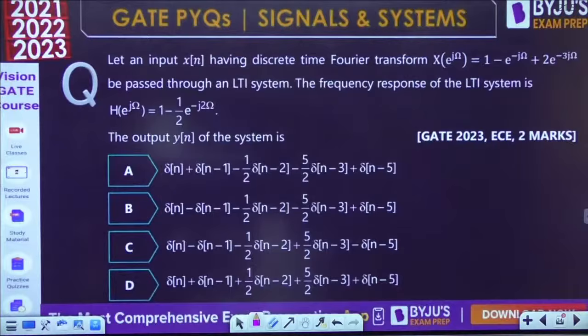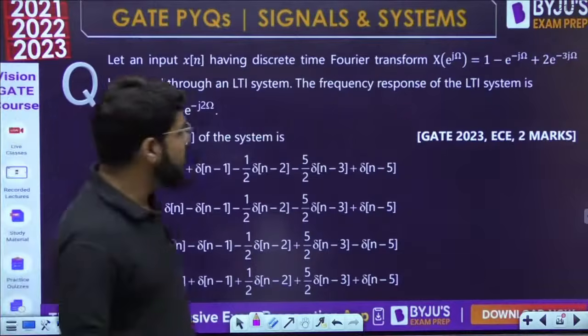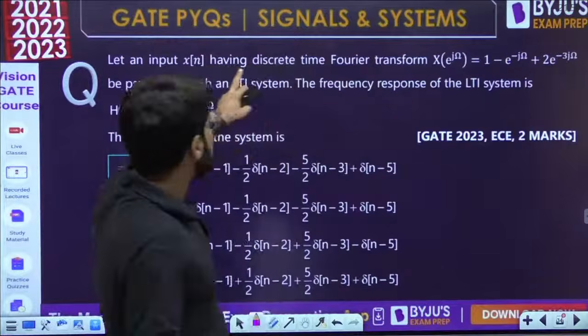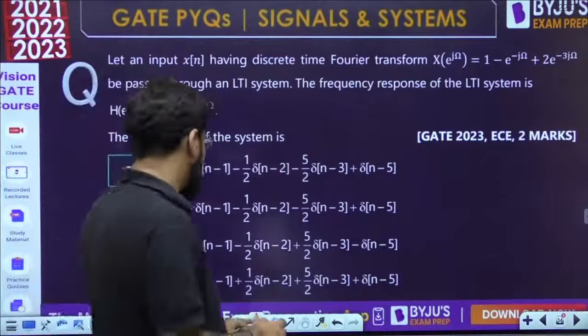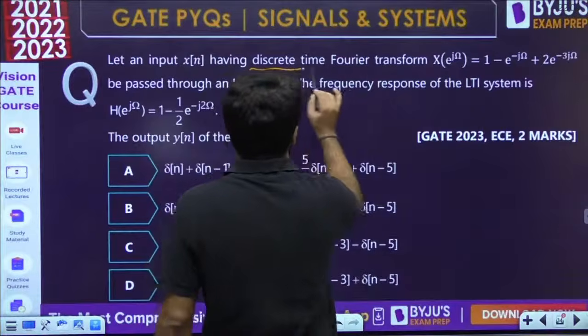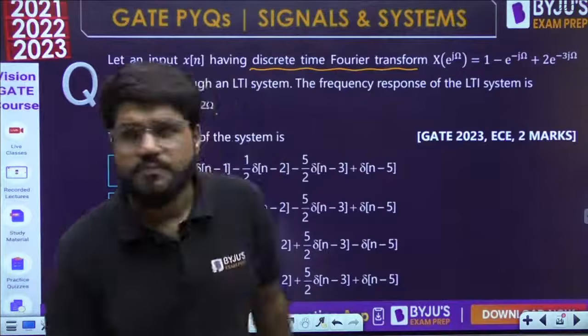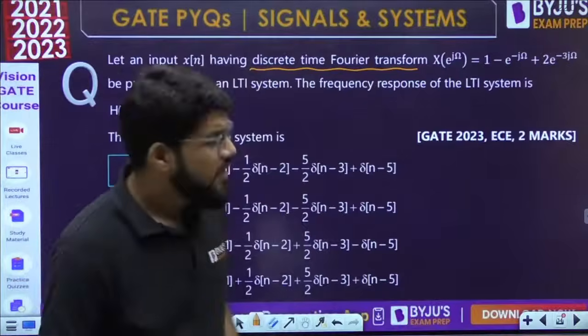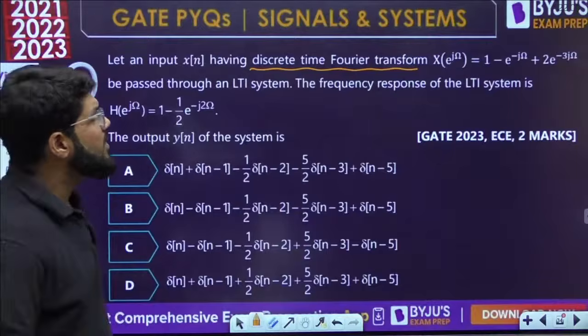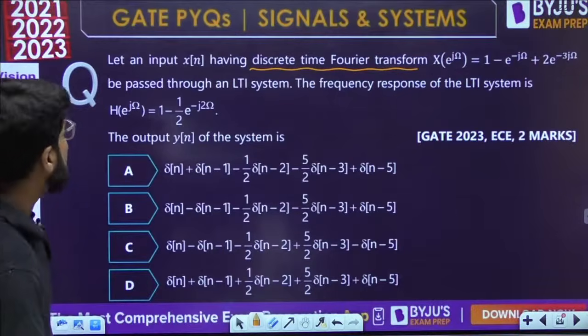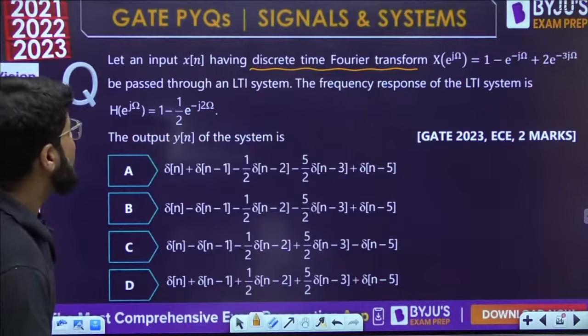Next question. 2023 EC 2 marks. Once again, the current year 2 marks question. Let an input xn have the discrete time Fourier transform X of e power j omega equal to 1 minus e power minus j omega plus 2 e power minus j omega be passed through an LTI system. There is a question on the DTFT, discrete time Fourier transform.